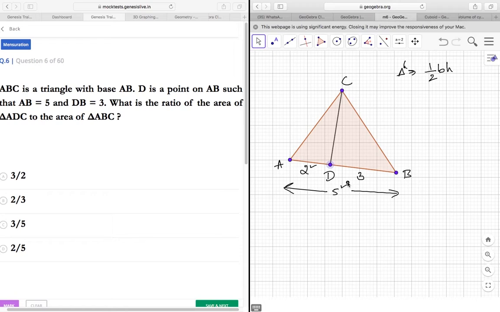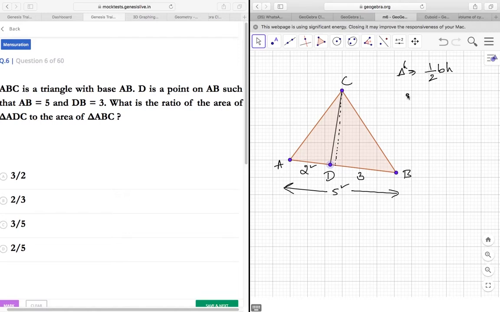What about the height? The height of both the triangles ADC and ABC is going to be the same. Observe it closely, because it's the same base line, and this vertex that we are talking about, C, is also the same for both the triangles. So in that case, the height, for example if this is the height, is going to be the same for both triangles ADC and ABC.